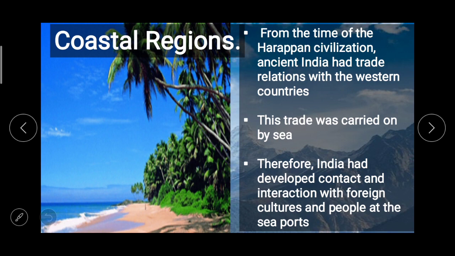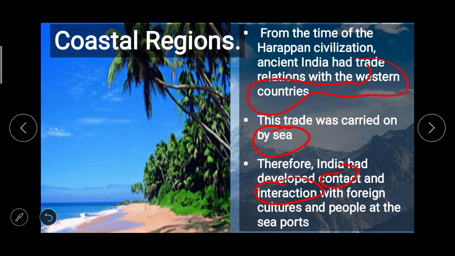Then the next one, coastal regions. From the time of the Harappan civilization, ancient India had trade relations with the western countries, and this trade was carried on by sea. Therefore, India had developed contact and interaction with foreign cultures and people at the seaports.